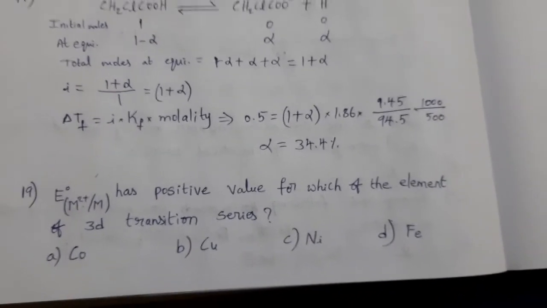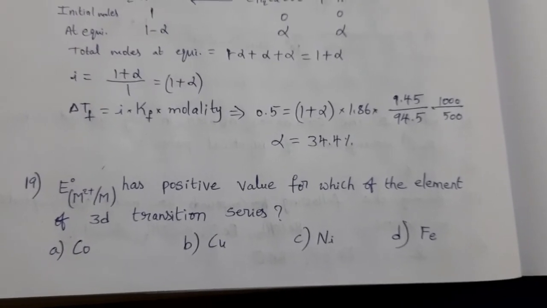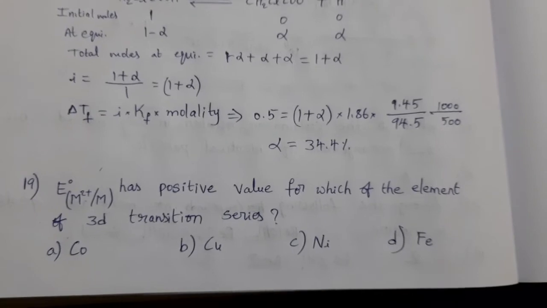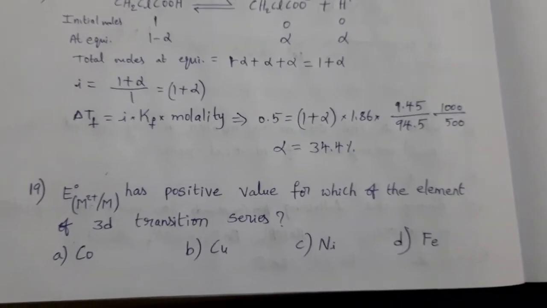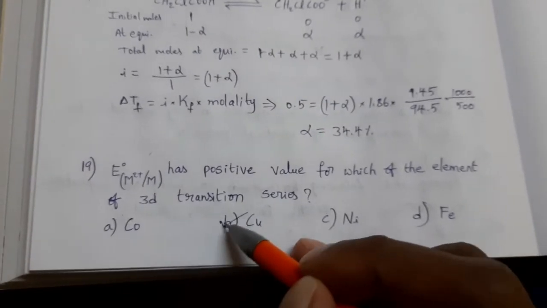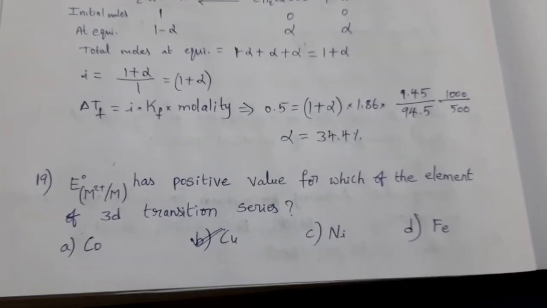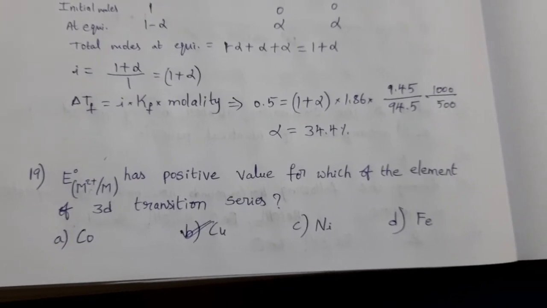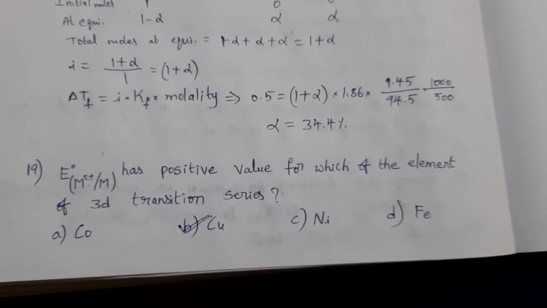Next, the electrode potential of M2 plus metal has a positive value for which element of the 3D transition series? In the 3D transition series, 10 elements are there. In those elements, which element has a positive electrode potential value? Remember, in these 10 elements, only copper has a positive electrode potential value, the remaining elements have negative values. Option B is the answer.